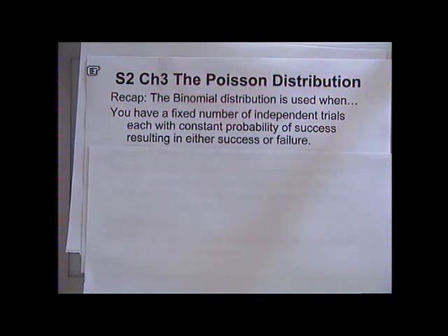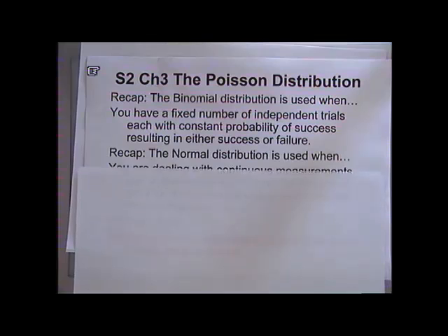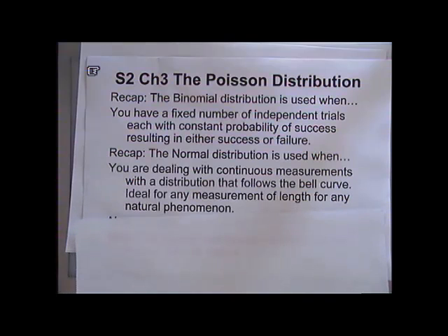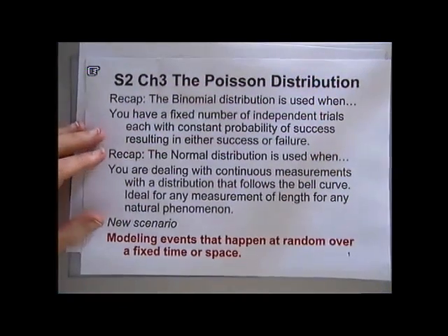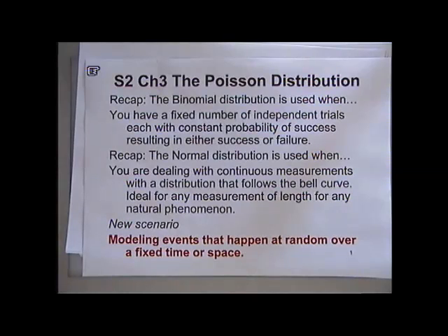Okay, the new scenario that we're looking at is this one here, sorry, go back here, put in the normal distribution. The normal distribution, when was that one used then? And what sort of things would be modelled by a normal distribution? A lot of things in nature, so height. Yeah, lots of things in nature, height, things like that, okay? So we've got the continuous measurements with the distribution that follows the bell curve, ideal for measurement of length of any natural phenomenon, okay?